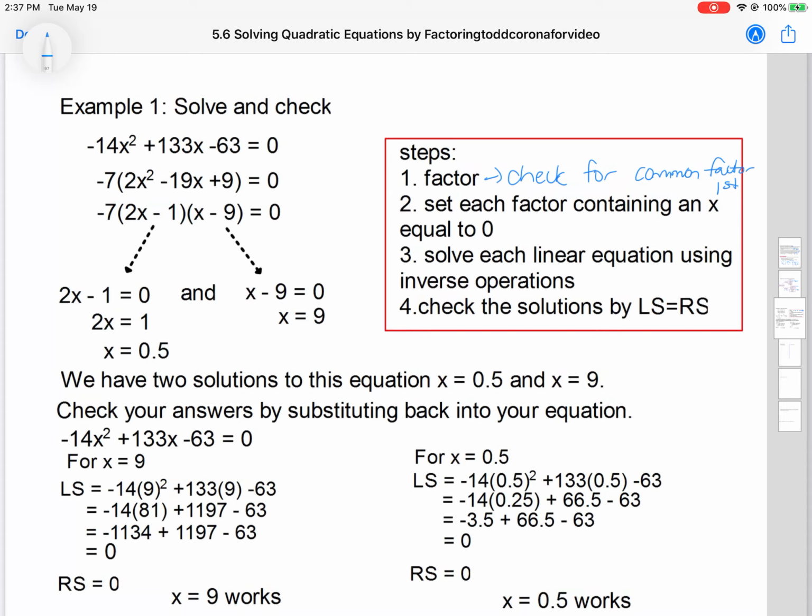If you want, the steps are numbered, so I'll number them on the left-hand side if you like. So negative 14x squared plus 133x minus 63, you can common factor that. You can divide by 7, which makes the numbers a little bit more reasonable. Okay, so then if you divide all of these by negative 7, then you get 2x squared minus 19x plus 9. So this is number 1, common factoring. And then this is also factoring in here.